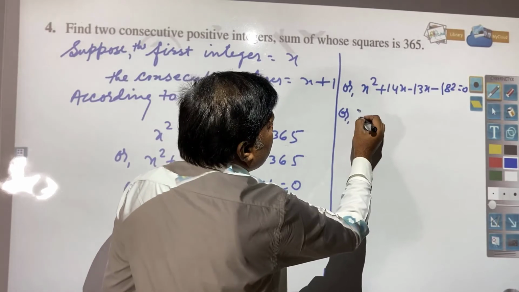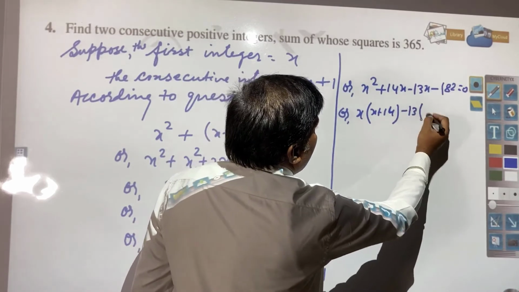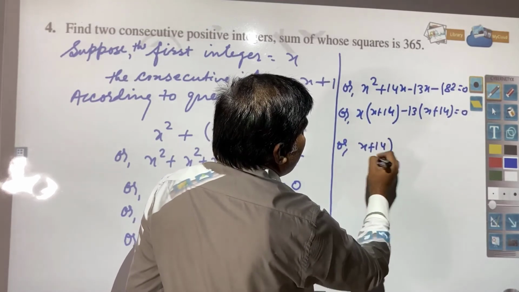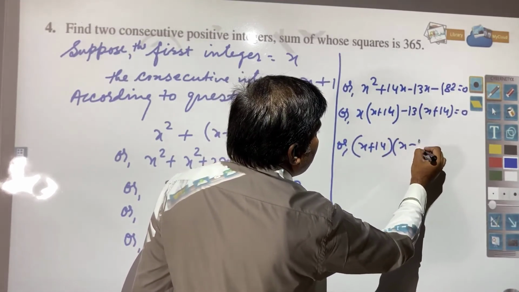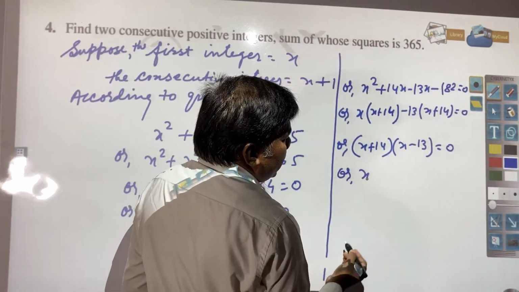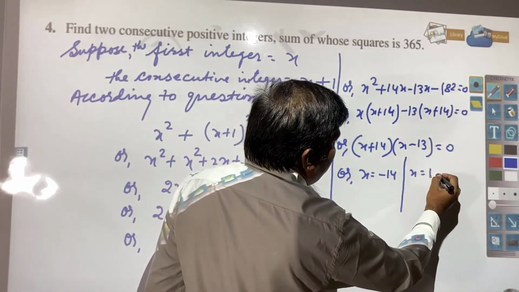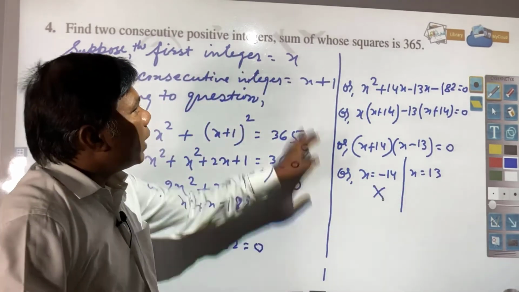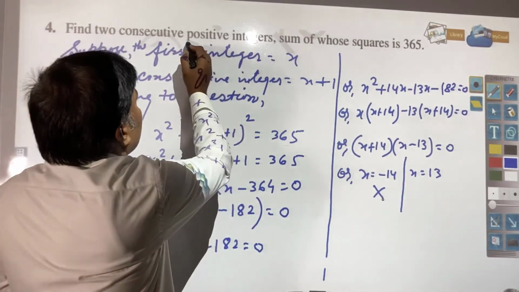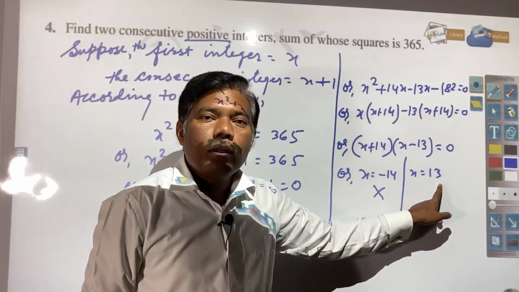Or x you take common: x (x plus 14) minus 13 (x plus 14) is equal to 0, or x plus 14 and x minus 13 is equal to 0. When this factor is 0, x will be minus 14; when this factor is 0, x will be 13. So these are consecutive numbers, because the question says find two consecutive positive integers, so x cannot be negative. You will have x equal to 13.